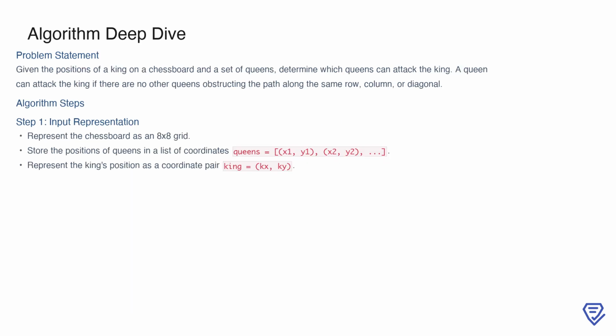To solve the problem of determining which queens can attack a king on a chessboard, we start by defining the setup. The chessboard is an 8x8 grid, where each position is represented by a pair of coordinates. The queens' positions are stored in a list, where each queen is represented by its coordinates, for example, queens equals [[x1, y1], [x2, y2]]. Similarly, the king's position is given as a coordinate pair, such as king equals [kx, ky]. The goal is to identify any queens that can attack the king, meaning there are no other queens obstructing their path along the same row, column, or diagonal. This forms the foundation of how we will approach the problem algorithmically.